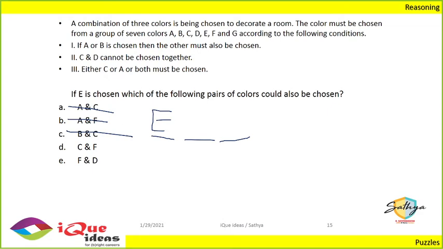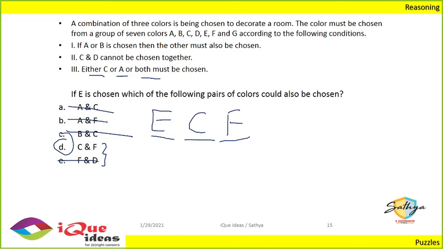Now it says C and D cannot be chosen together. Well, neither of them create that problem. Either C or A or both must be chosen. Right? This one has neither C nor A, which means from the given options, C and F are the choices to be made.